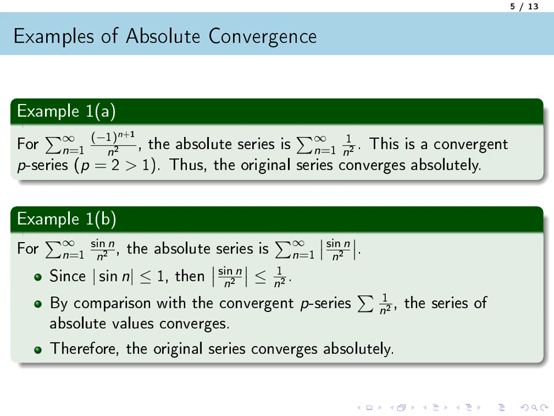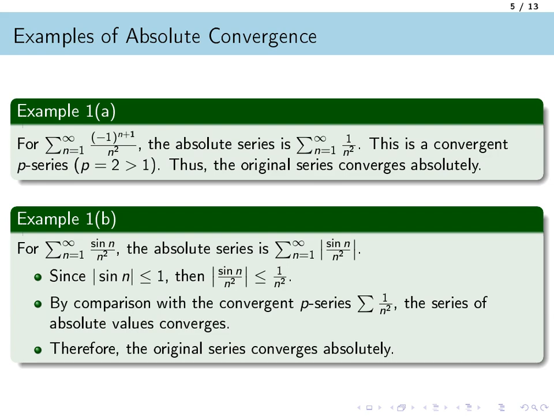We should recognize this as a p-series, with p equal to 2. Since p is greater than 1, this series of absolute values converges. Therefore, the original alternating series converges absolutely, which implies that it converges.